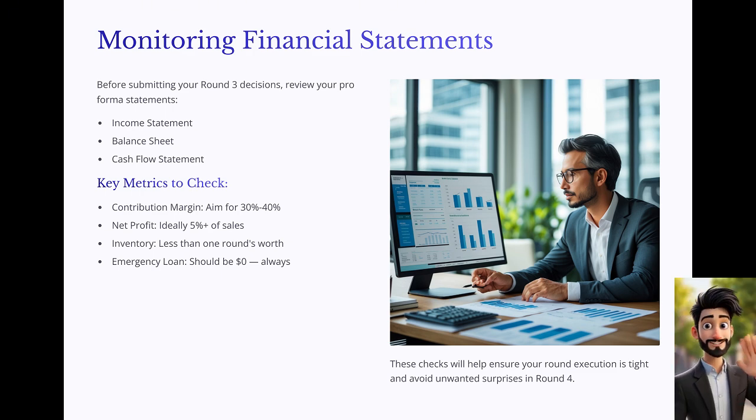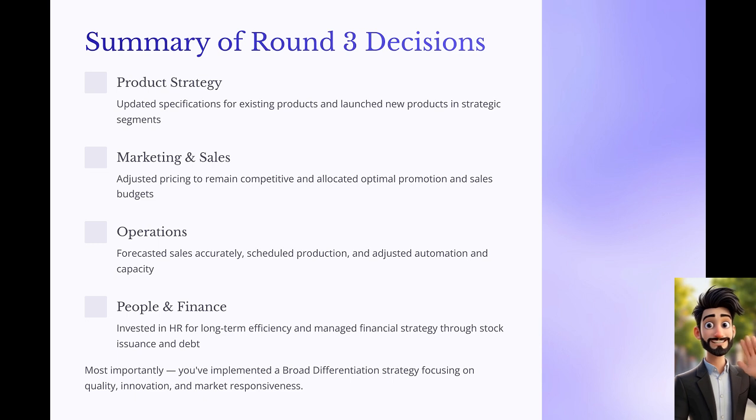Part 10. Summary of round 3 decisions. Let's summarize everything you've accomplished in round 3. Checkmark: updated product specifications for existing products. Checkmark: launched a new product in a strategic segment. Checkmark: adjusted pricing to remain competitive. Checkmark: allocated optimal promotion and sales budgets. Checkmark: forecasted sales accurately using historical data.